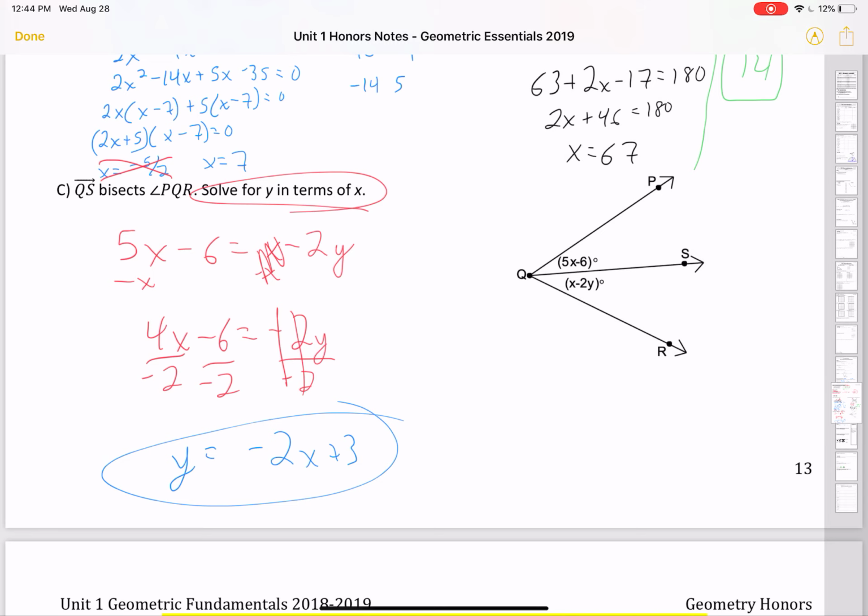Alrighty, that's all I got. Those are all those problems. So now you can fill that out and start working on the worksheet.